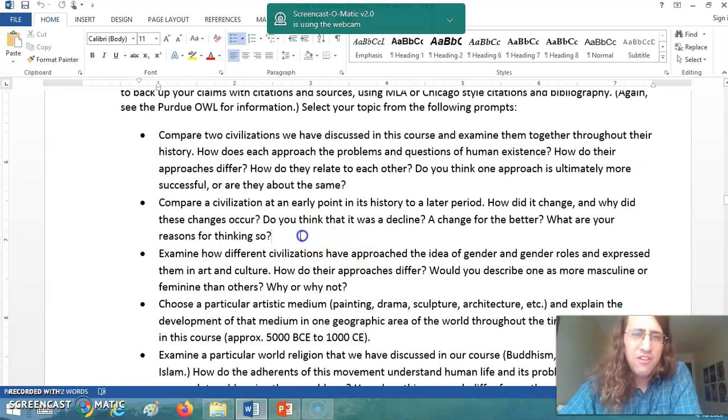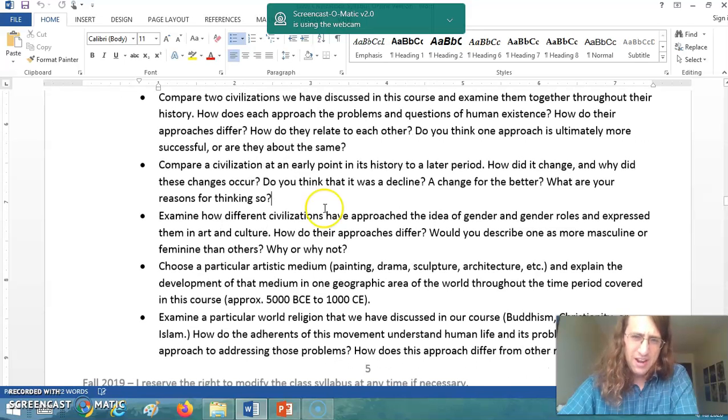Then, like I said, you can also compare a civilization at an early point in its history to a later period. So if you want to think of the Mycenaean Greeks as the same civilization as later Greeks, you could do that. You could talk about early Rome versus later Rome. You could talk about classical Greece versus Hellenistic Greece. You could talk about early China versus later China. So that's a possibility as well.